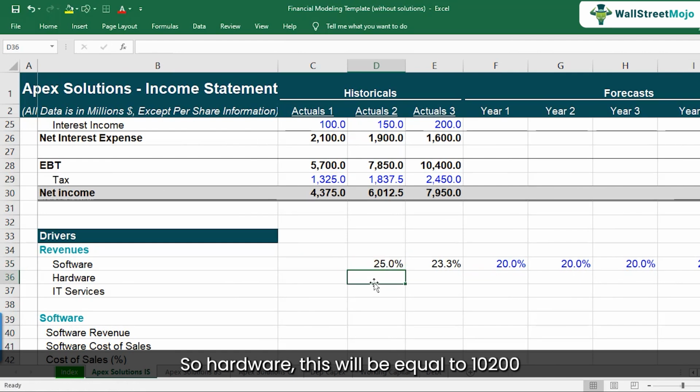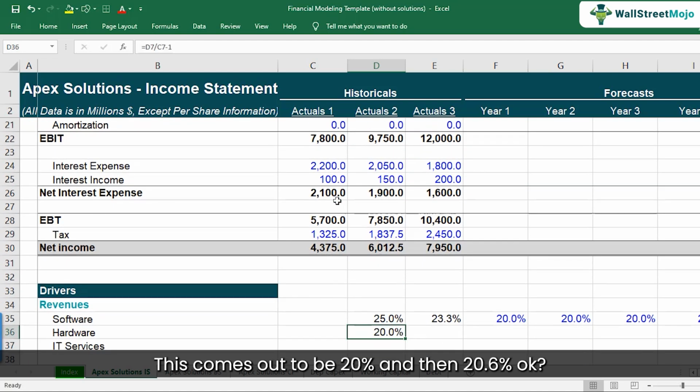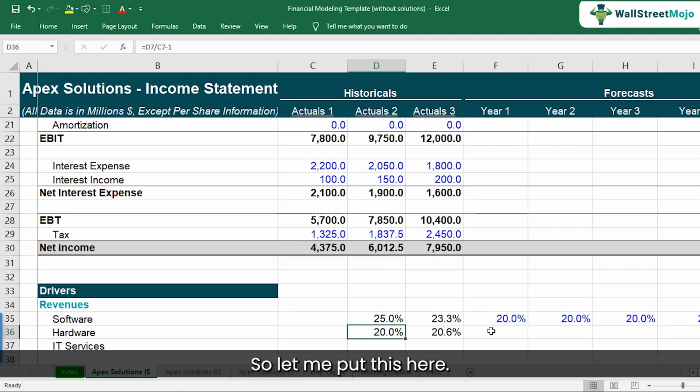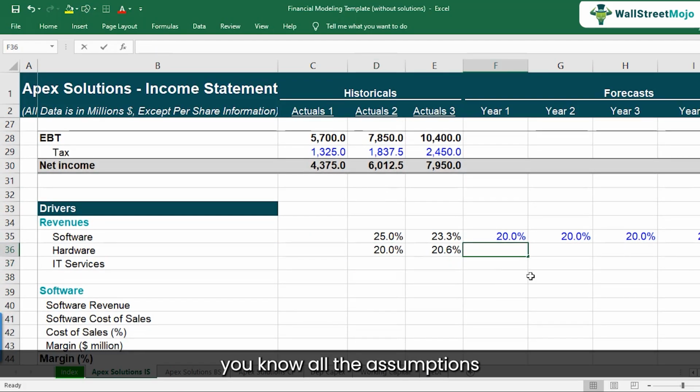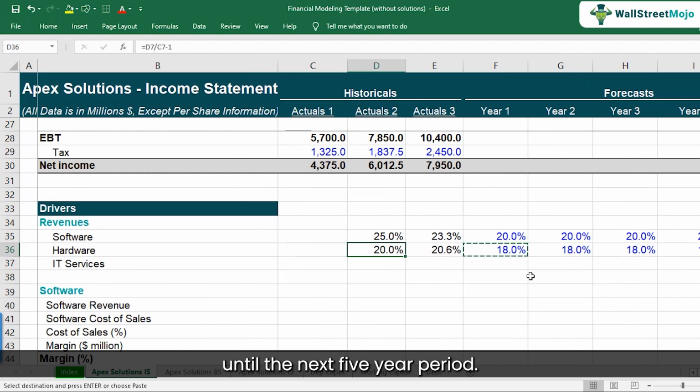So hardware, this will be equal to 10,200 divided by 8500 minus 1. This comes out to be 20% and then 20.6%. So what was the management's expectation? That it will grow at the rate of 18%. So let me put this here. You can see that all the assumptions which I'm putting manually are blue color coded, right? So 18% and so on and so forth until the next 5-year period.